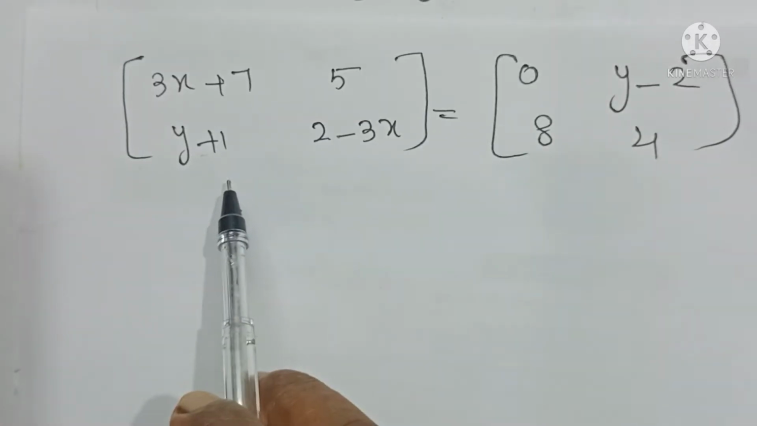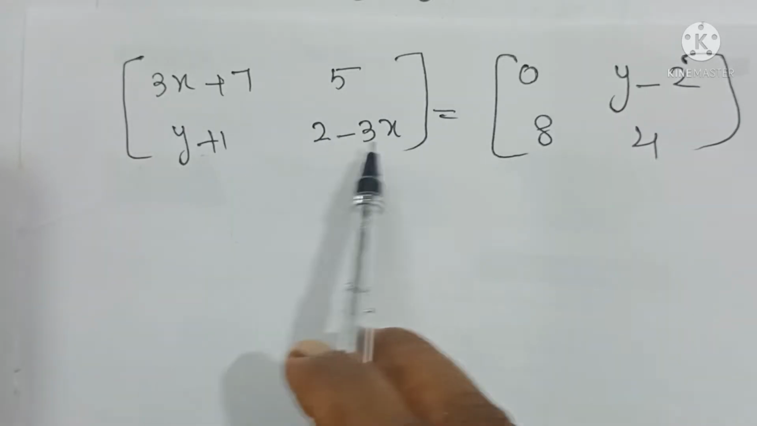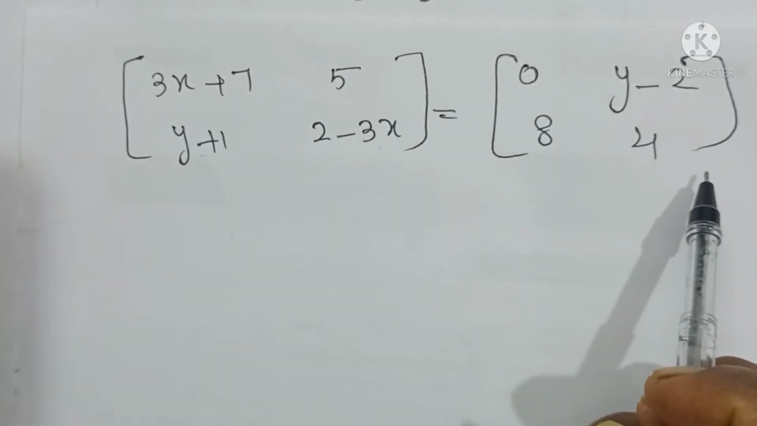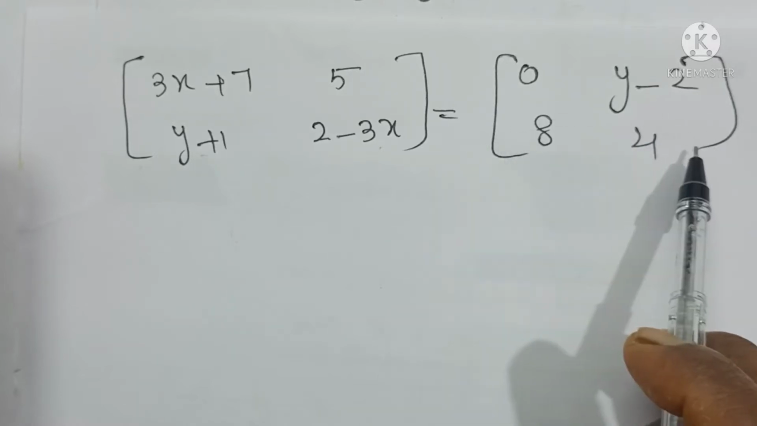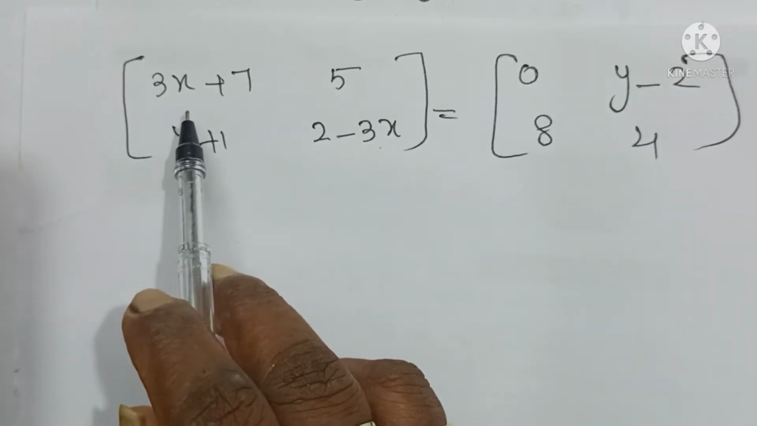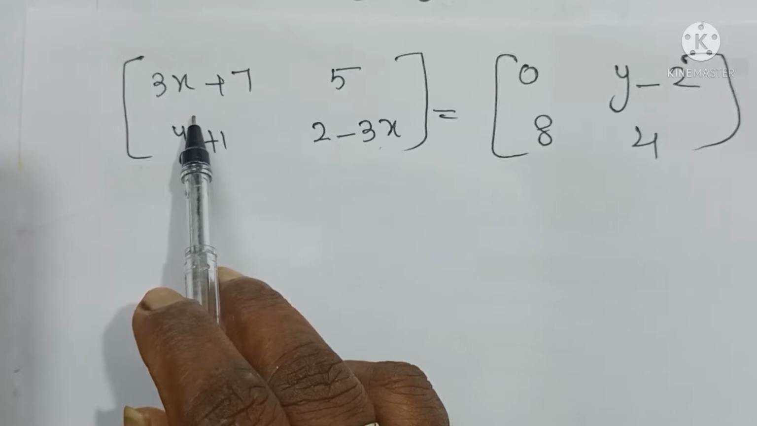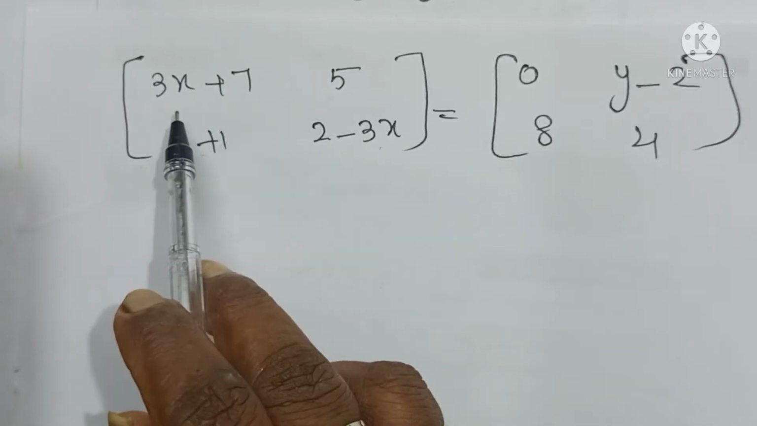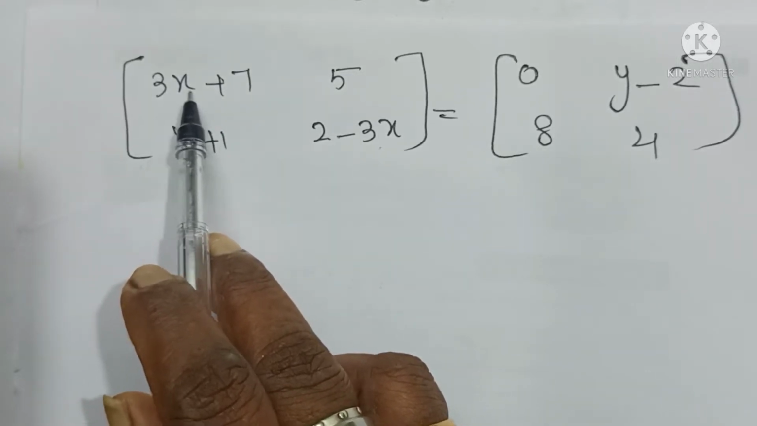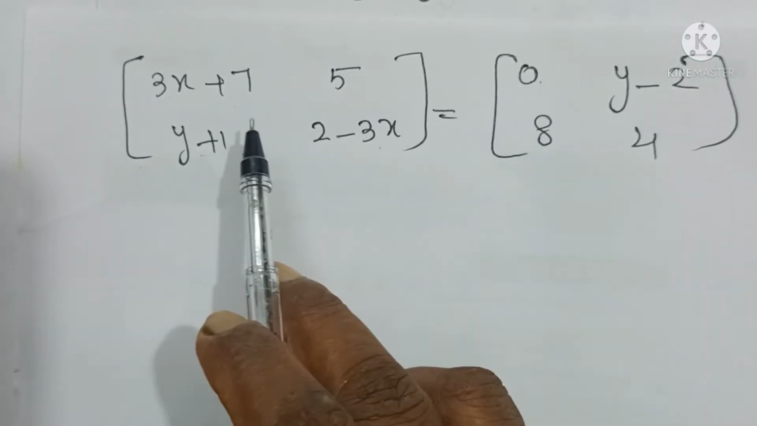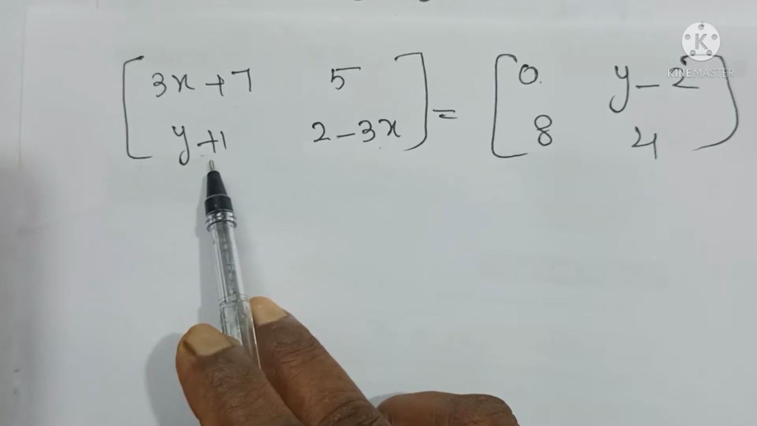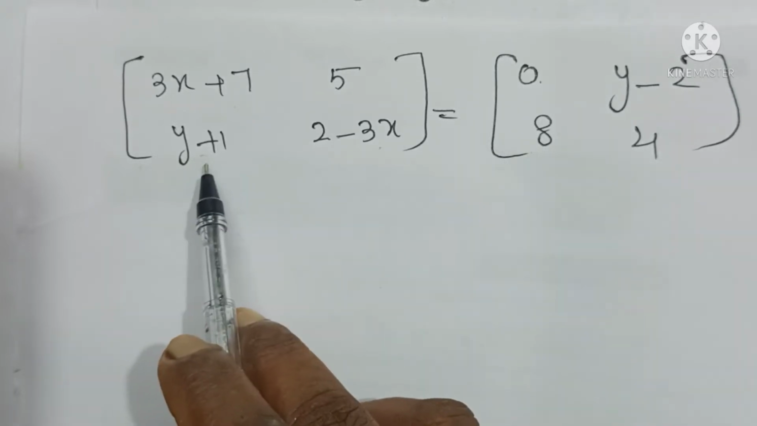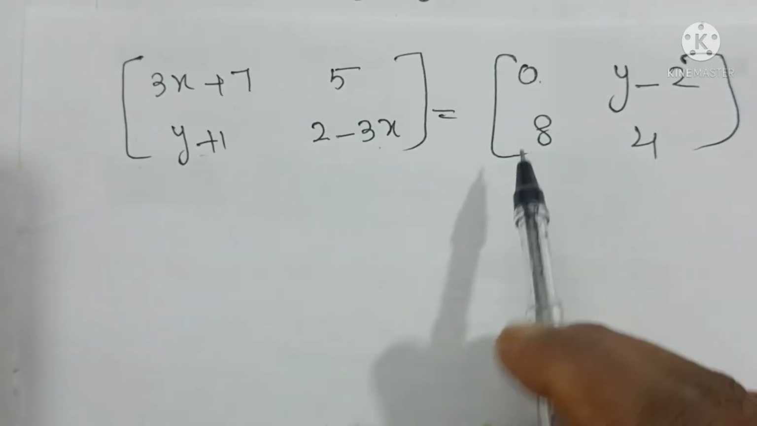First you have to see the order of the matrix. Here 2 by 2 matrix, here also 2 by 2 matrix, correct? If orders are the same, then you can equate corresponding elements. You have to find the values of x and y. So you have to equate the corresponding elements. So 3x plus 7 is equal to 0. From this you can find the value of x. Here y plus 1 is equal to 8. From this you can find the value of y.